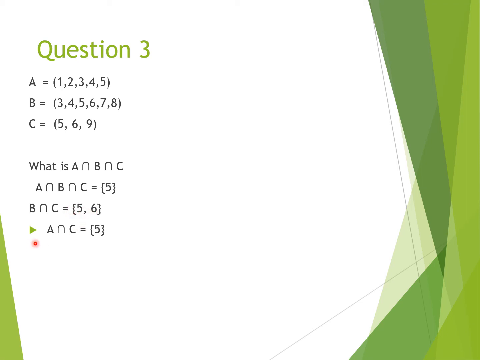Then we also have this question: what is the intersection between A and C? And as you can see, this is A and this is C. And the number that is common amongst the two sets is number 5. So this is set A and set C, and this is the number 5. So this is how we end up with the number 5.